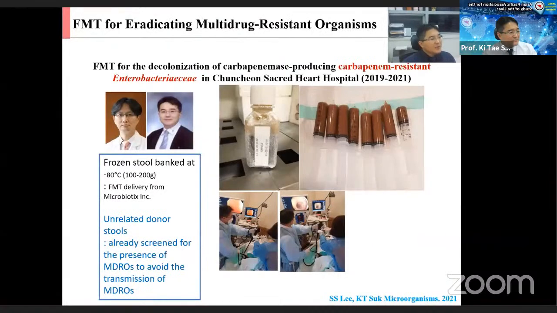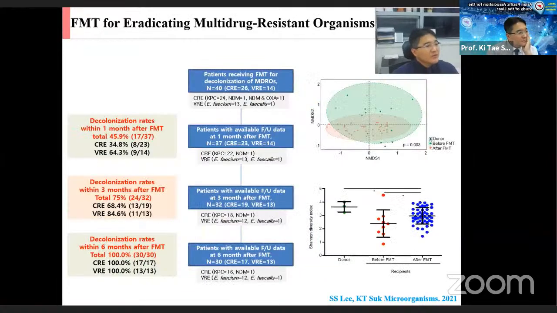Regarding FMT, we did FMT for the decolonization of carbapenemase-producing, carbapenem-resistant Enterobacteriaceae. We used a colonoscope and a Progen tool. In the result, the decolonization rate within 1 month was roughly 45%. The decolonization rate within 3 months was roughly 75%. And the 6-month decolonization rate was 100%.